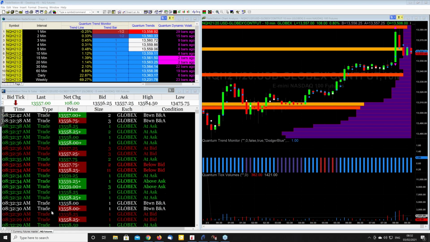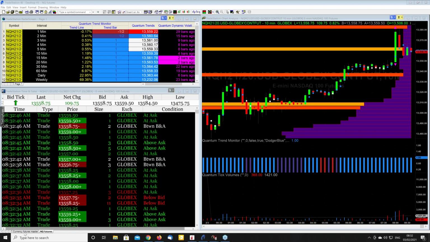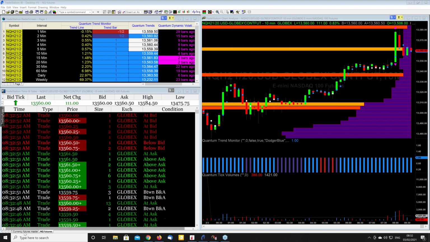Let's start with, I'm on TradeStation at the moment. I've actually got 3 platforms running. I've got this one, I've got TradingView on my other screen, and I've got NinjaTrader running behind this as well.